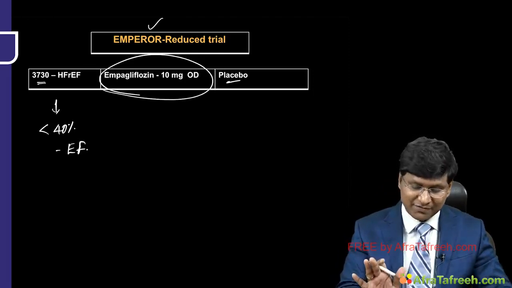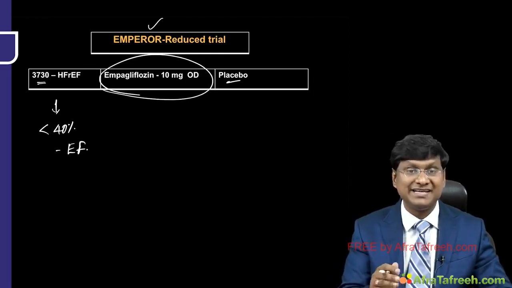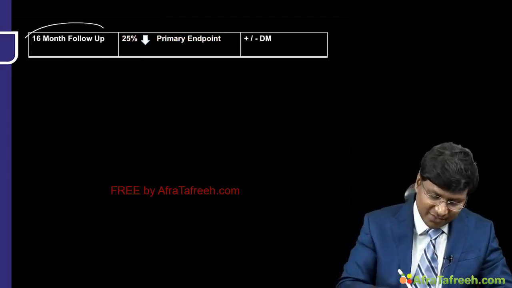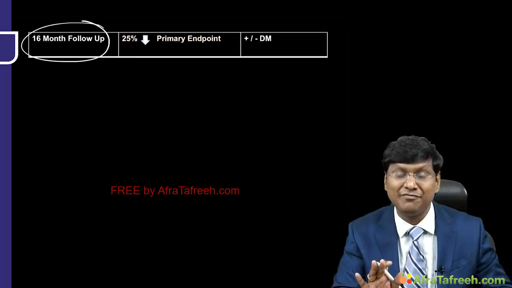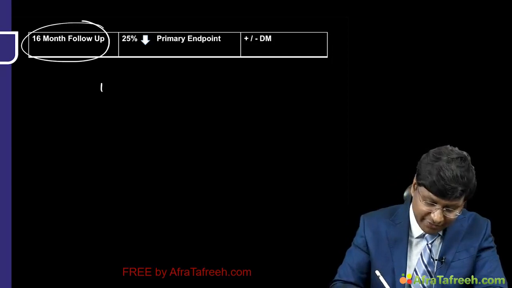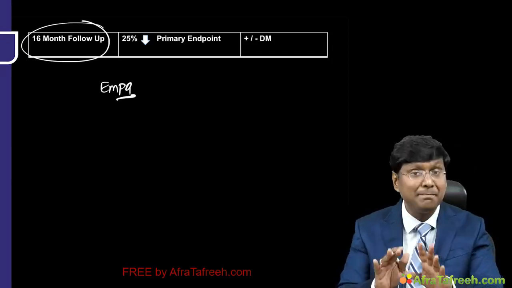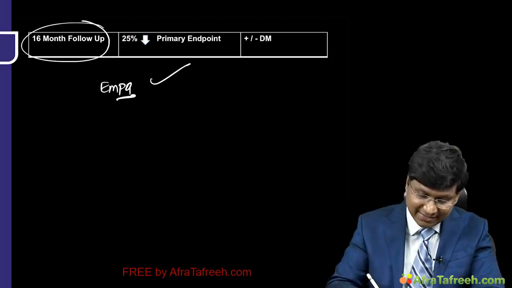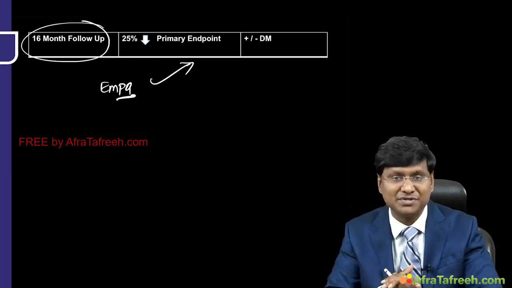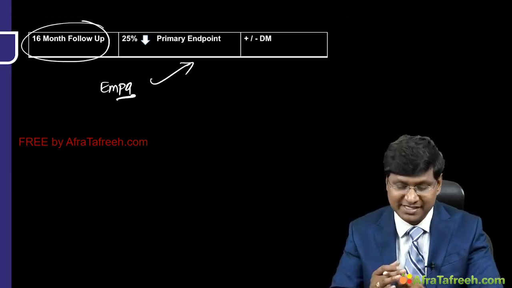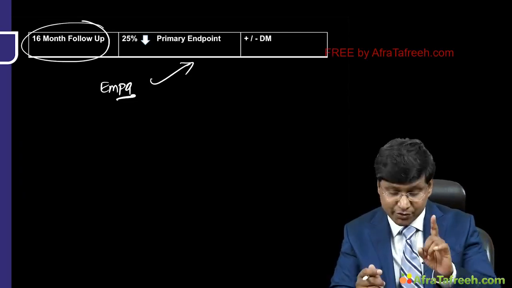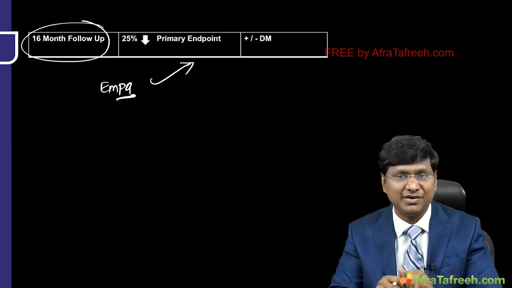Now, what was the result of this EMPEROR-Reduced trial? Basically this was the trial to reinforce the previous trials. This particular trial followed patients for nearly 16 months, and it showed that in those individuals in whom empagliflozin was given, there was almost a 25% reduction in the primary composite endpoints. What is that primary composite endpoint? That is cardiovascular death as well as hospitalization for heart failure. So a 25% reduction in the primary composite endpoint.